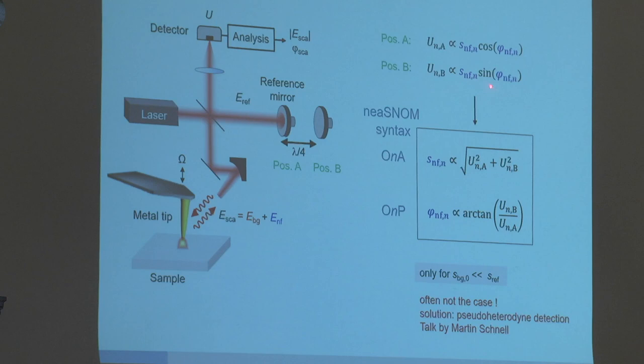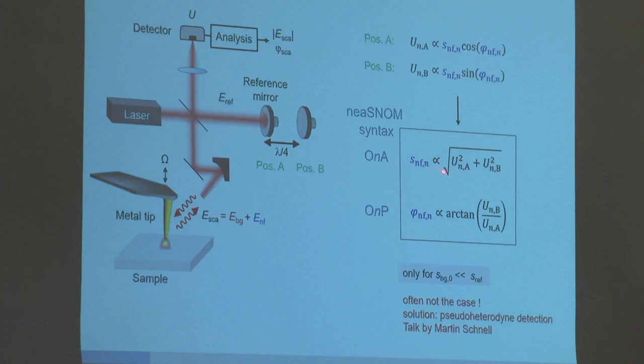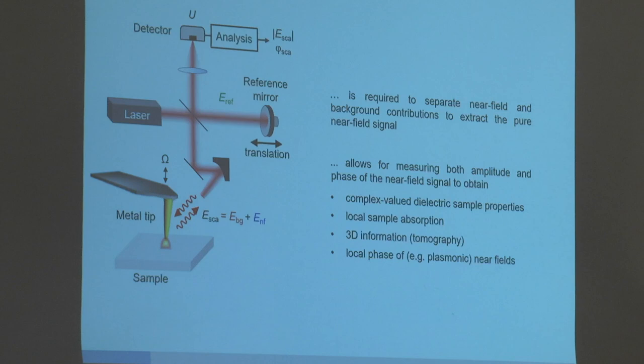And then we just sum up the squares of the detector signals and take the square root, and we have the amplitude. Or we take the ratio of the two detector signals, take the arctangent, and we get the phase phi. Now we have nicely amplitude and phase resolved. But careful, this only works if the reference beam is strong, which, as I said, typically is not the case. The solution will be presented by Martin Schnell then. Interferometric detection has many more advantages. I don't want to talk about this because time is running.